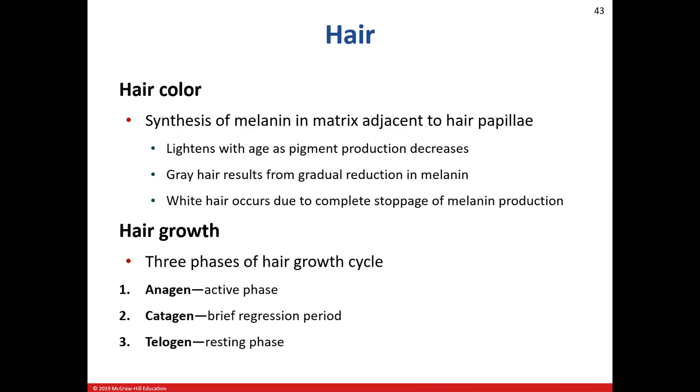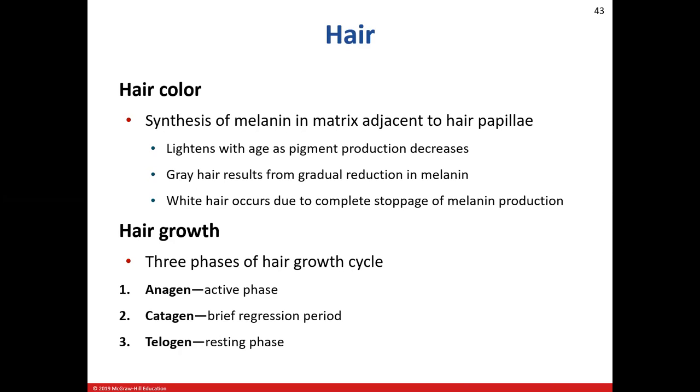Some of the other characteristics that we see of hair is that we typically have different hair colors from individual to individual. So when we look at hair color, we go through the synthesis of melanin in the matrix that's adjacent to the hair papillae. Our hair typically is going to lighten with age as pigment production begins to decrease. So gray hair actually results from the gradual reduction in the melanin in and around the hair, whereas white hair typically occurs due to the complete stoppage of melanin production.